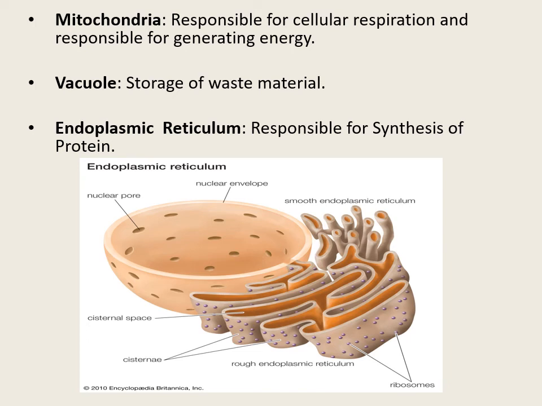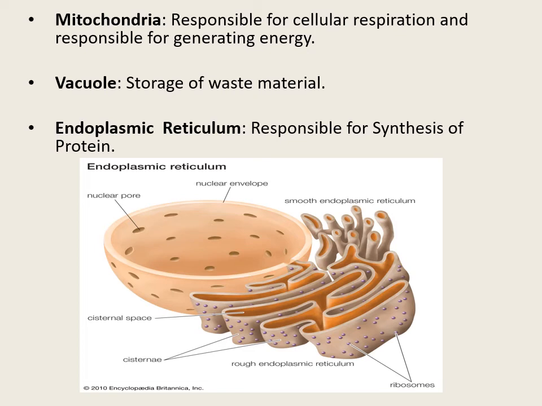The next component of the cell is vacuole. Vacuole has a sac-like structure. It is present in the plant cell. It is bigger in the plant cell, and in animal cell it is smaller or absent. It stores the waste material produced in the cell.